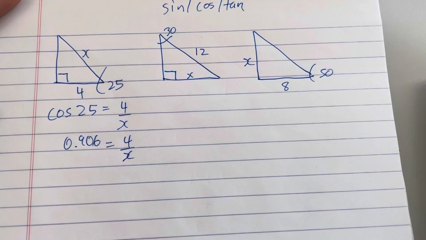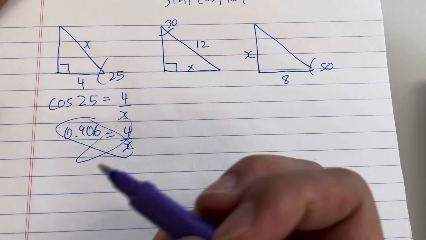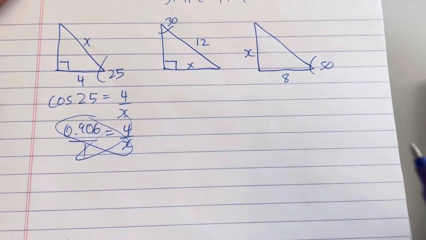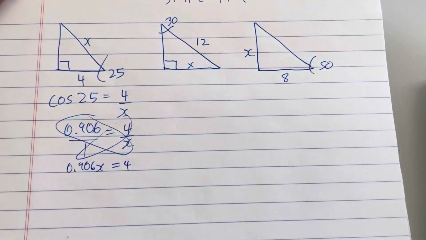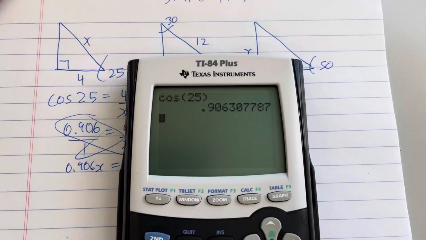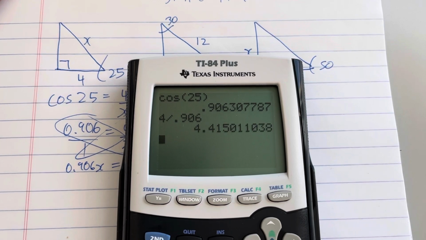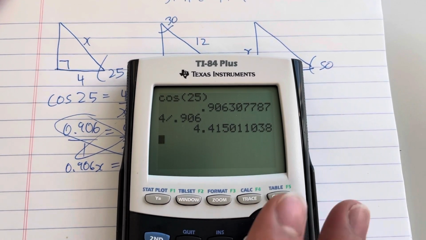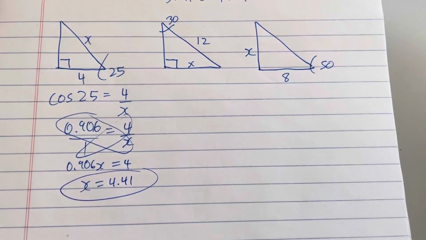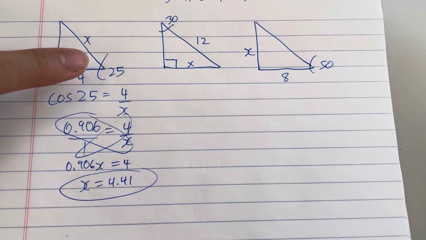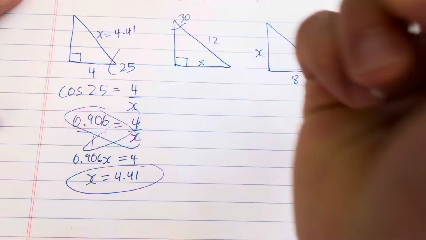From here, it's a simple proportion, so you just cross multiply. This is obviously over 1, so it doesn't matter. 0.906x is equal to 4, like this. And then you take this calculator, you say 4 divided by 0.906, and here you go. You get 4.41 as the x value. x equals 4.41. And because we get x equals 4.41, that tells me that the length of this hypotenuse right here is 4.41. There we go.